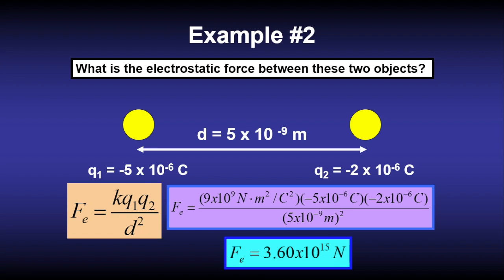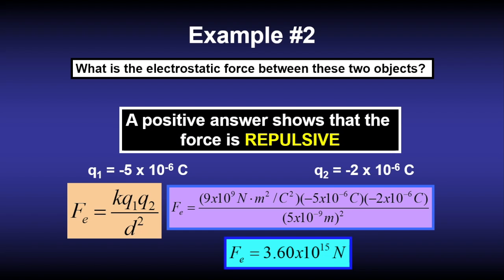This picture doesn't accurately reflect the distance because that distance is 10 to the negative 9th. So that's very, very close together. Like we said before, because these two charges are negative and because our force is positive, it means that they're going to repel each other.